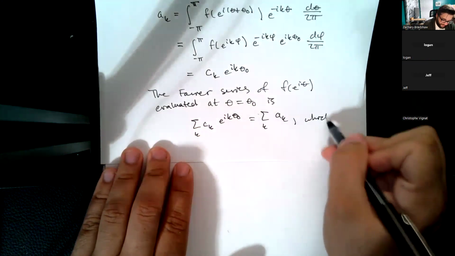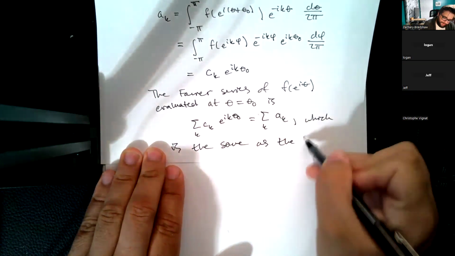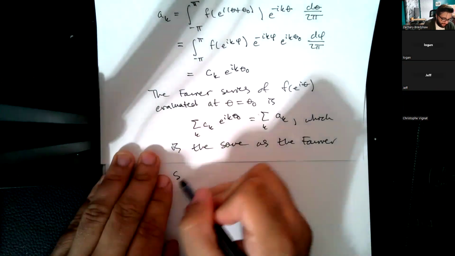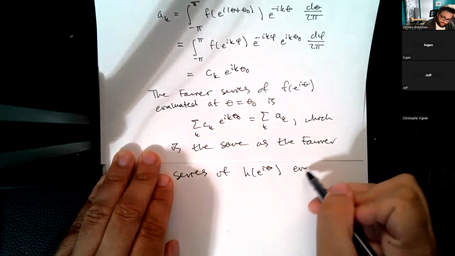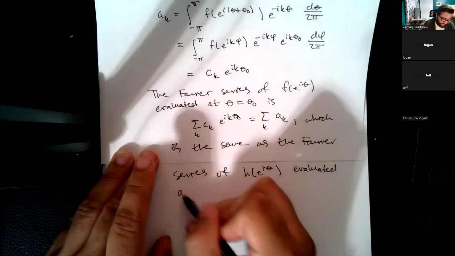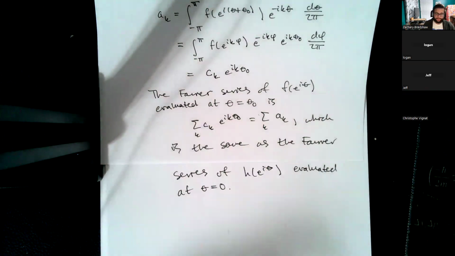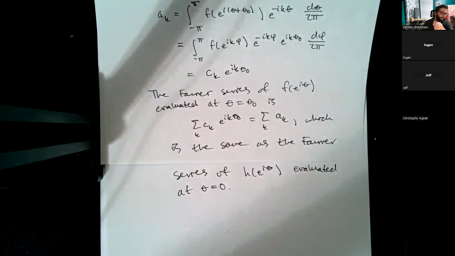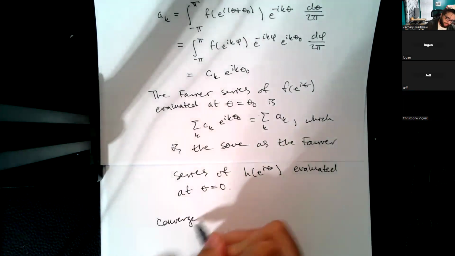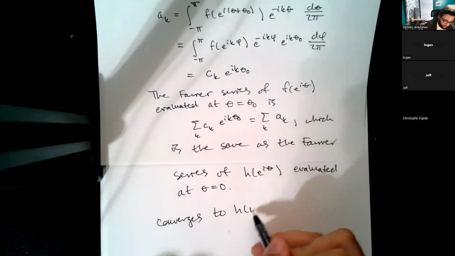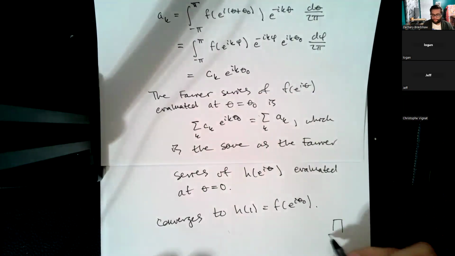And this is the same as the Fourier series of h of e to the I theta evaluated at theta equals 0. And we've shown that this latter one converges to h of 1, which is f of e to the I theta naught. And so that completes the proof.